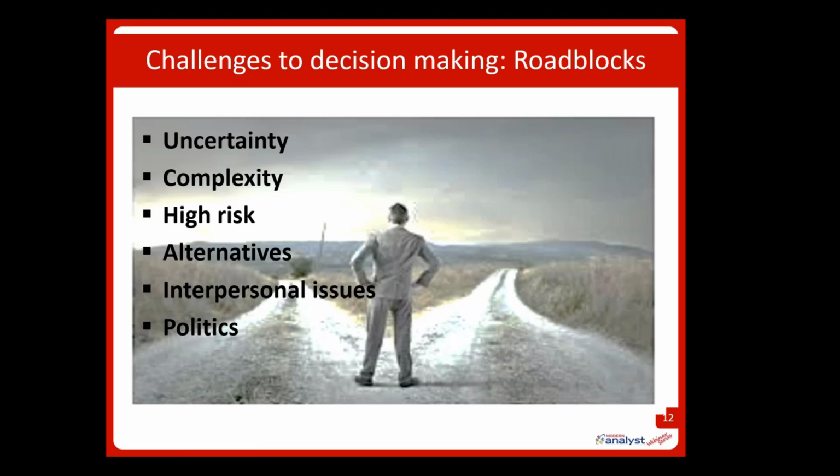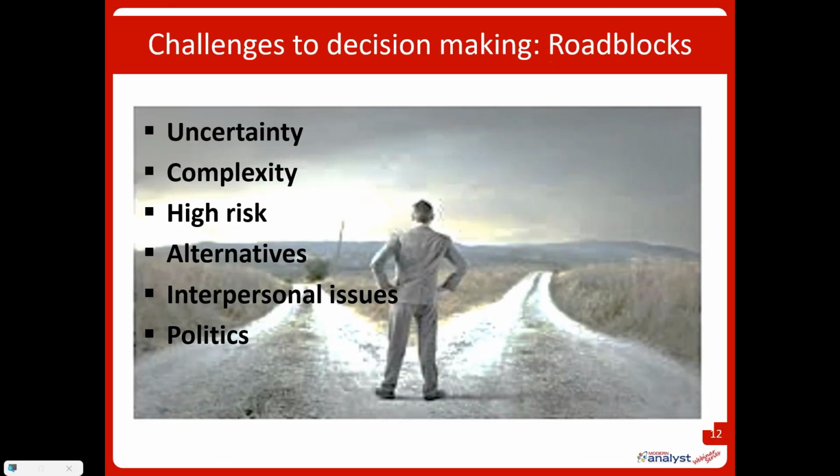Then we have TMI, or in this case, TMA, too many alternatives. Now, on one hand, it's a great idea to bring up a lot of alternatives. The more alternatives, the better choice you'll have at the end. However, it also makes it more difficult to actually make that choice. The more alternatives you have, the harder it is to make a decision. Just like the more risk you have, the harder it is.